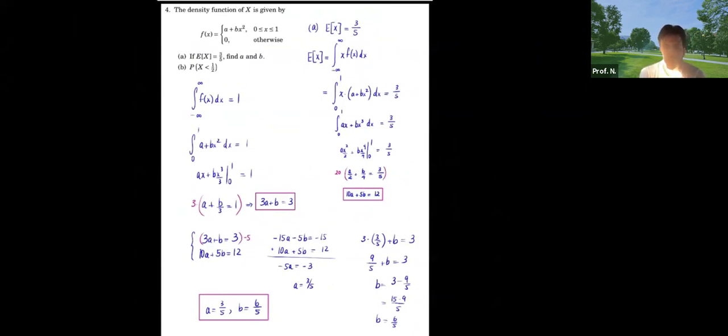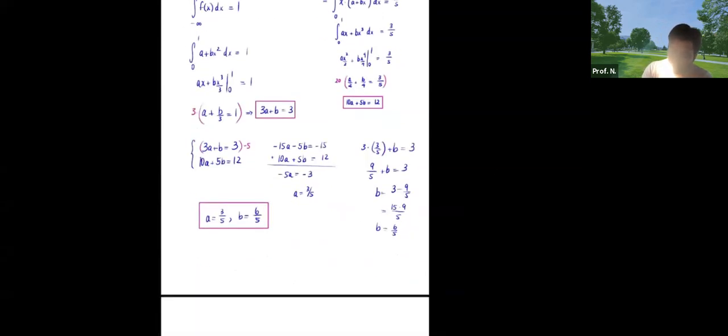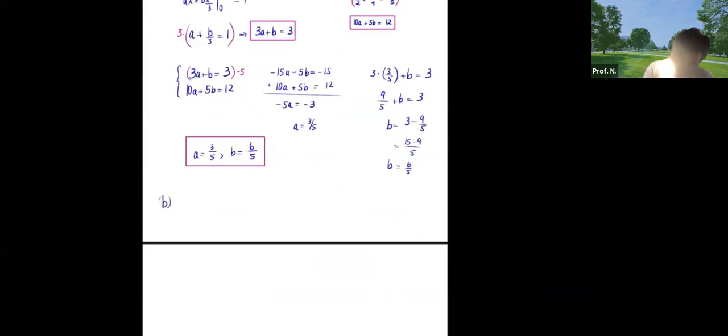So we were able to figure out the a and b constants of our probability density function. So once I'm able to do that, then I can find part B, right? I would be able to do part B because what does part B ask? The probability that x is less than a half. And what is that? This is equivalent to the integral from 0 to a half of 3/5 plus 6/5 x squared.